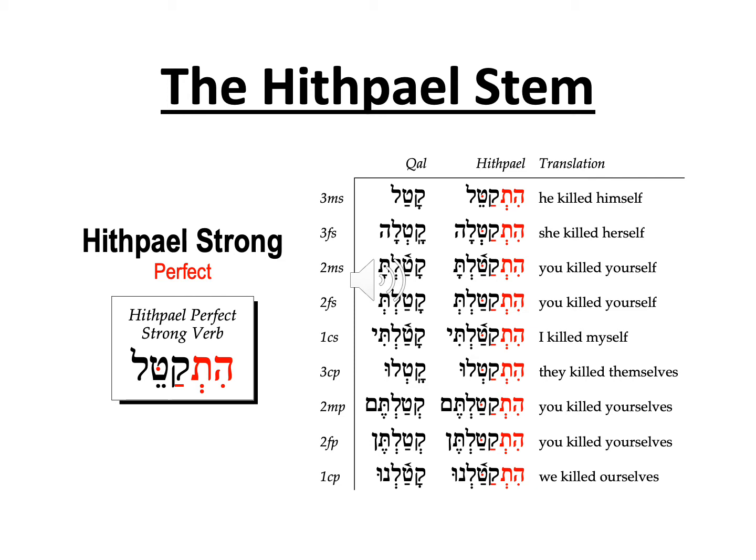We then have a pa'el at the end, where we have a patak under the first root letter, a dagesh in the second root letter, and a seire under the second root letter, pa'el. So we have a combination of what looks like a pa'el plus the hith, thus Hithpael.